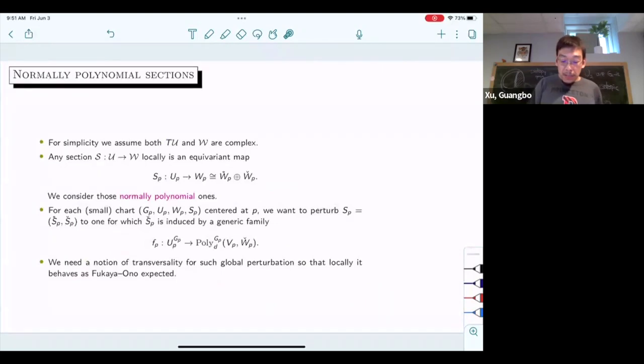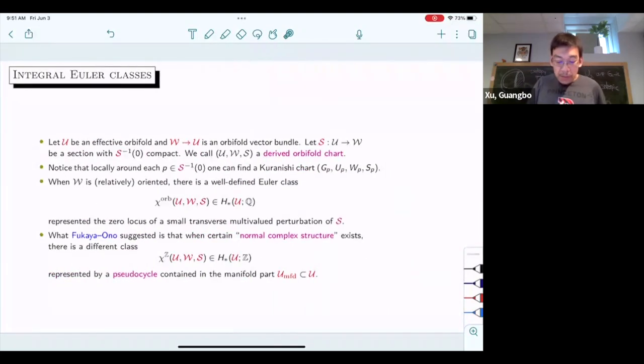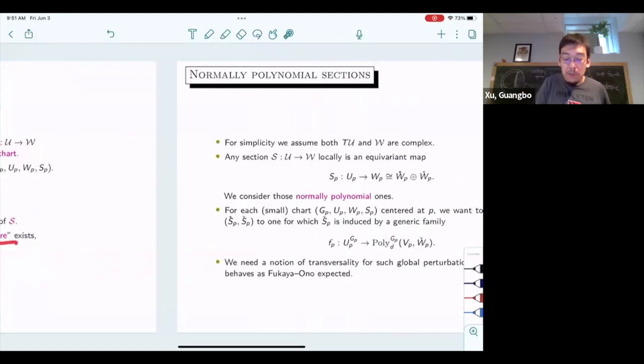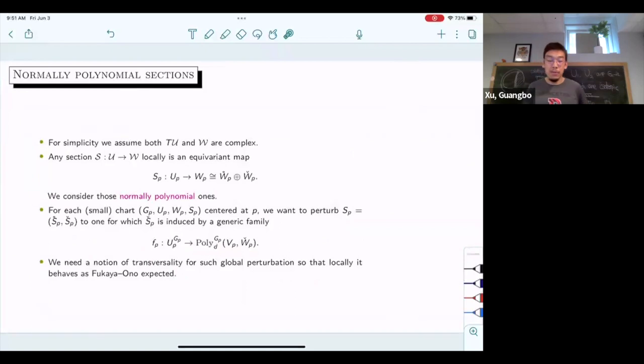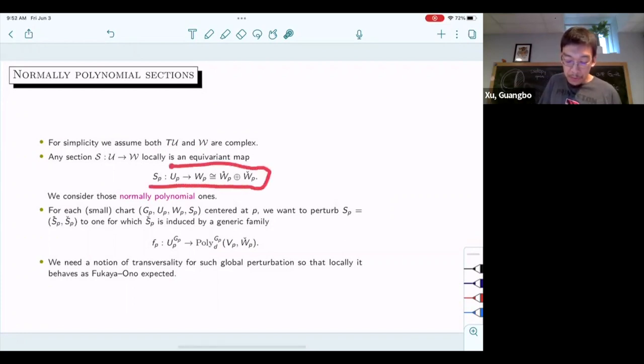All right, so let's not work with this more specific normal complex structure. Let's just assume everything is complex. The tangent bundle of the orbifold is complex, and also the obstruction bundle is complex. So then let's ask, what kind of perturbation should we consider? We should naively consider those perturbations which locally can be written in this way.